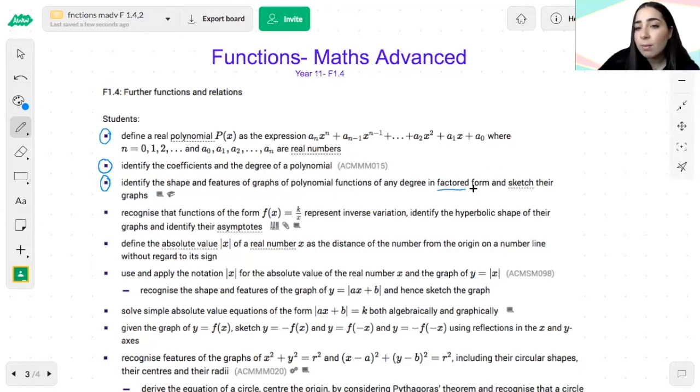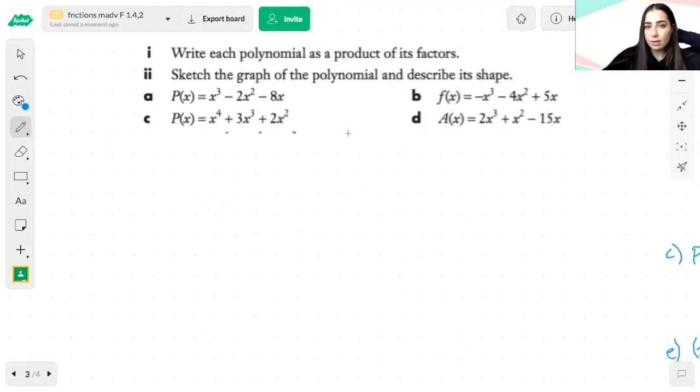When your polynomial is in factored form, that's going to tell you the x-intercepts. And then once you have the x-intercepts, it's going to be really easy to draw your graph. Now let's have a look at this question, where writing the polynomial as a product of its factors can allow us to sketch the graph and therefore describe its shape. So let's start with A.